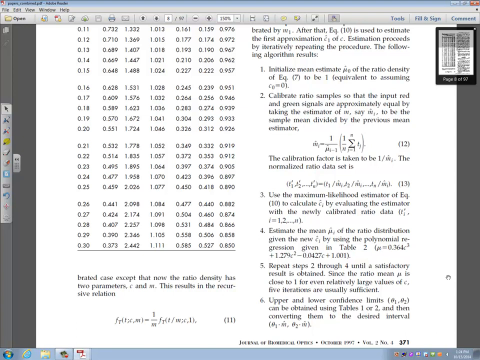And they used a polynomial as a function of C. They went ahead and calculated the mean of the ratio distribution using polynomial regression.